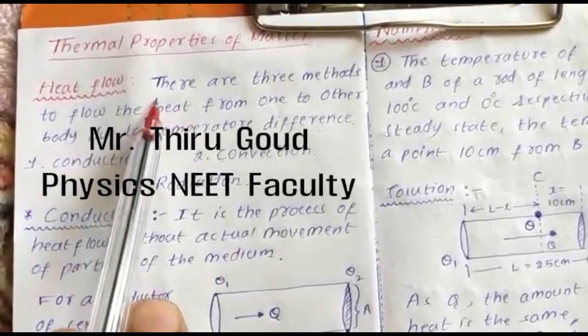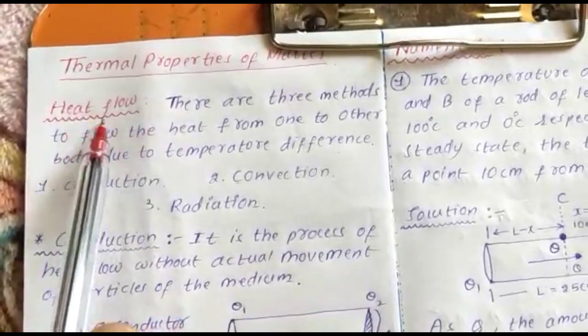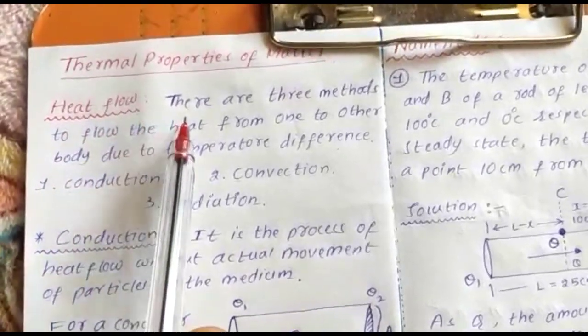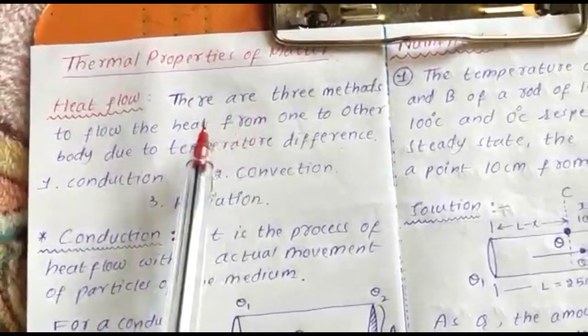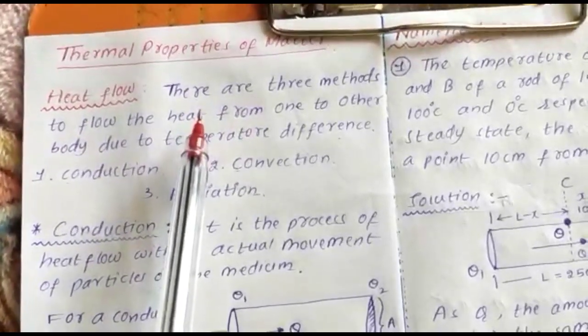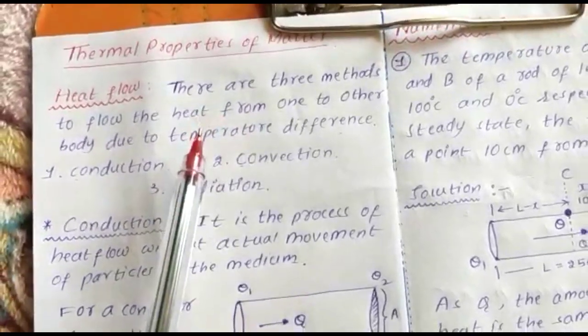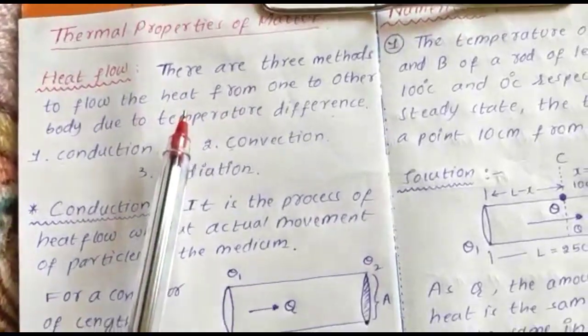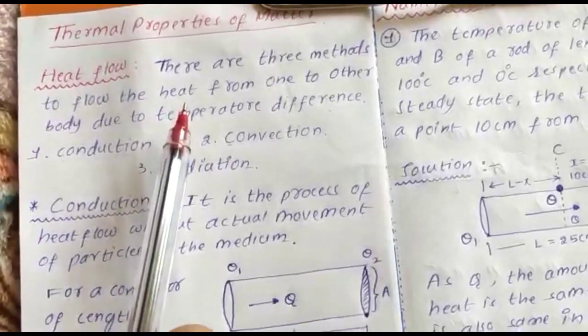Hello dear students, today let us discuss one more concept in thermal properties of matter, that is heat flow. Heat can flow from one body to another body due to the temperature difference. This means the two bodies compulsorily should have different temperatures, one body at one temperature, another body at another temperature. If the temperature difference is equal to 0, then heat can't flow from one body to the other.